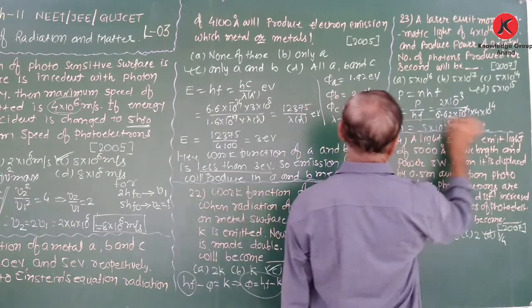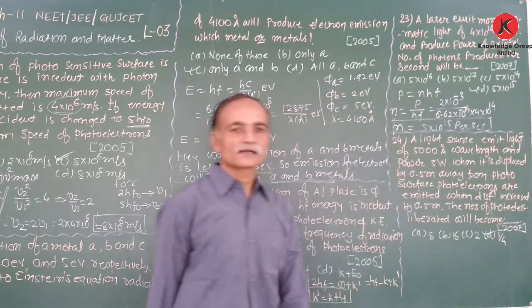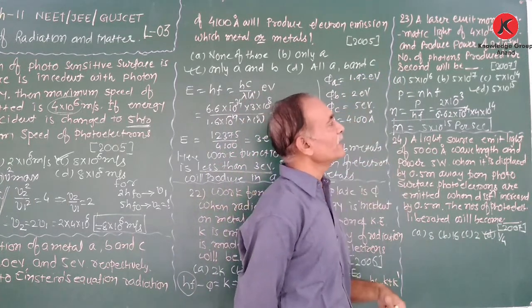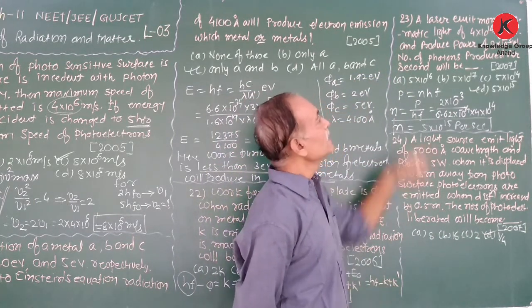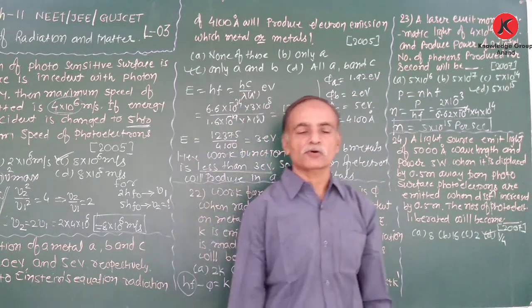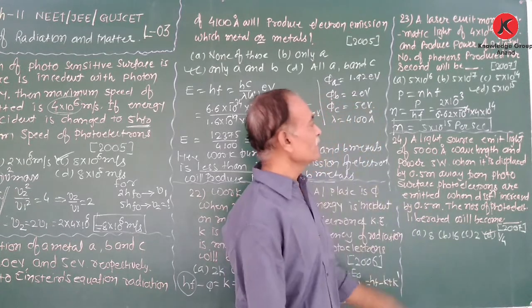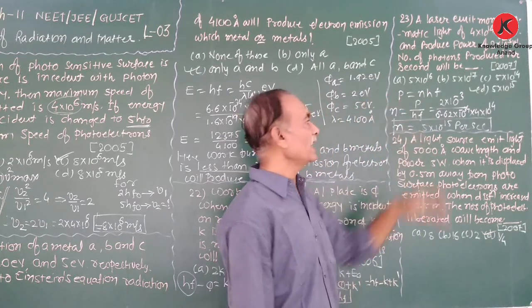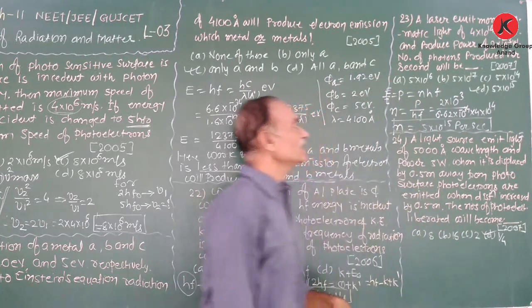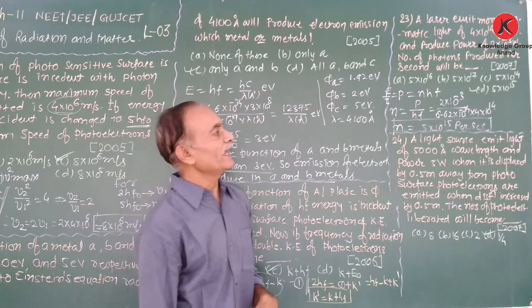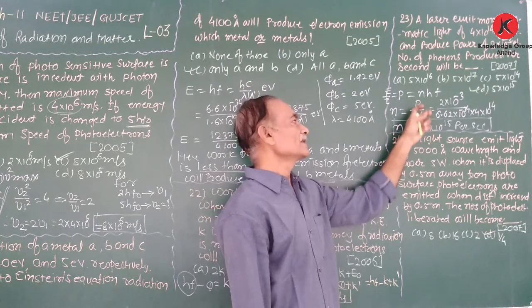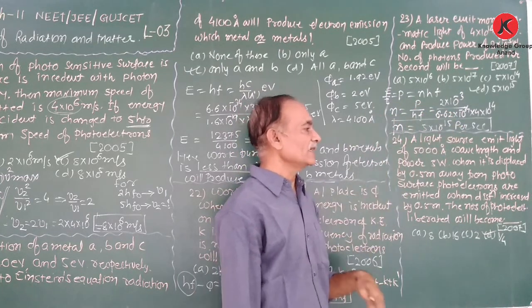That is the number of photons produced per second. Again, here the laser emits monochromatic light of frequency 4 into 10 to the power 14 hertz and produces a power of 2 into 10 to the power minus 3 watt. So how many photons will be produced per second? We know that the power P is equal to nhf, that is, the energy per unit time is known as the power. E upon t is equal to P is equal to nhf. It requires the number of photons produced per unit time. Therefore, P upon hf, so 5 into 10 to the power 15.